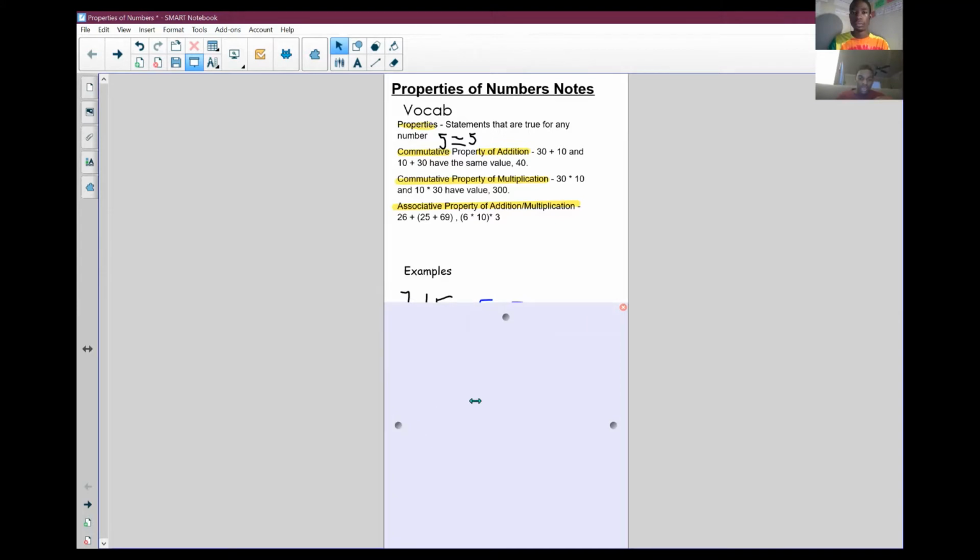How do I do this one? Okay, so I'm gonna just pull it right there. So the first one is 7 plus 5 equals 5 plus 7. So of course, 7 plus 5 equals 12. 5 plus, of course, 12 equals 12.